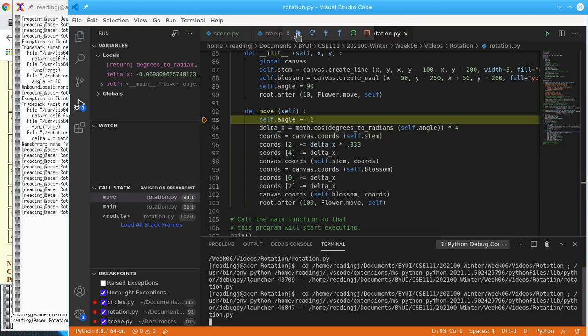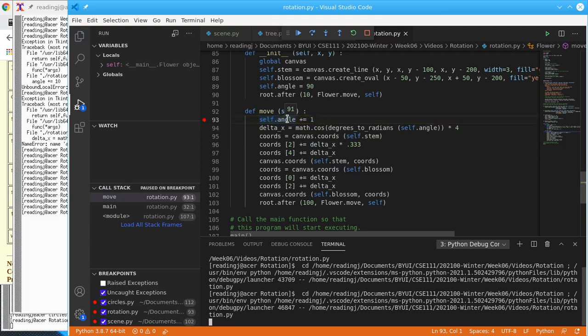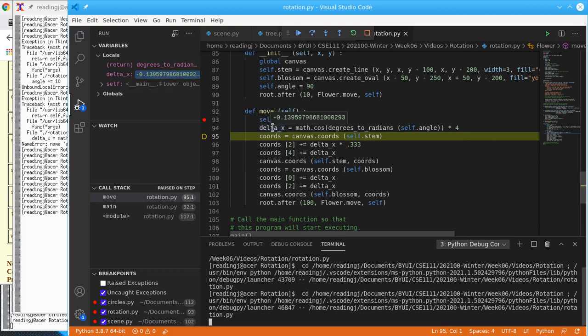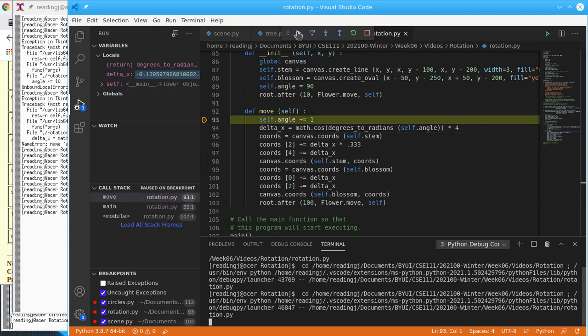So we let it run again. Self.angle goes to 92. Delta x goes to -0.13, yeah. Step several times. Self.angle is 96. Okay, this is where I miss a more sophisticated debugger.